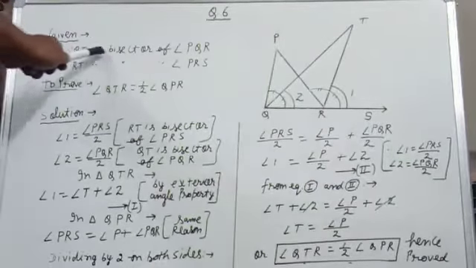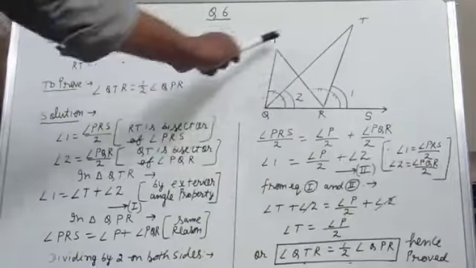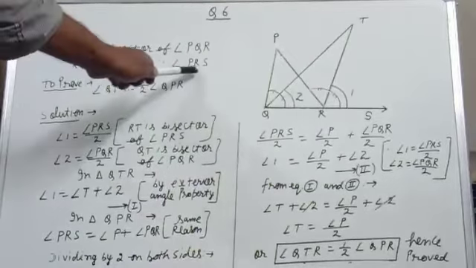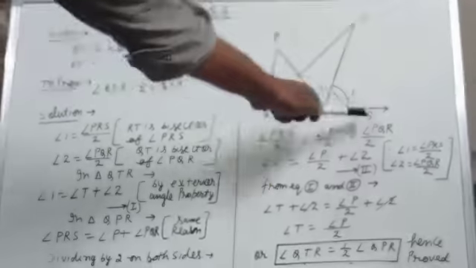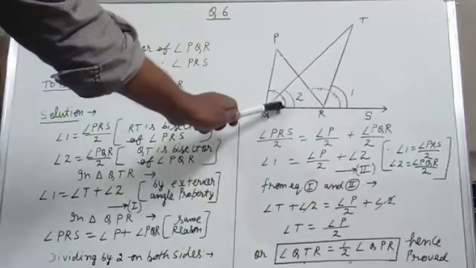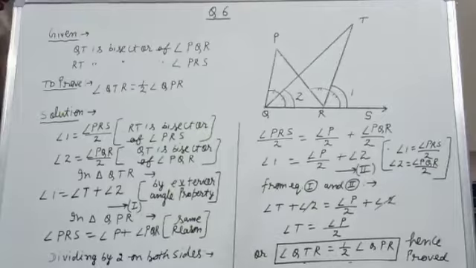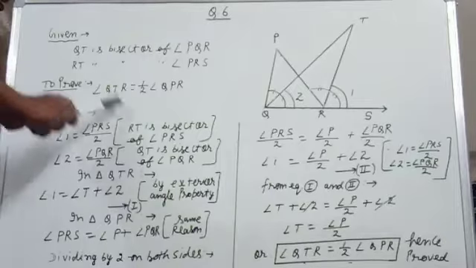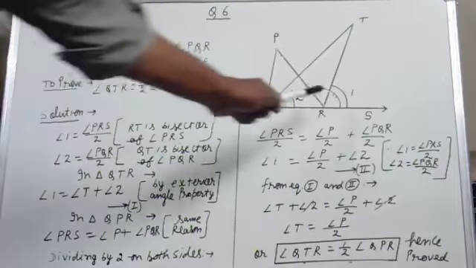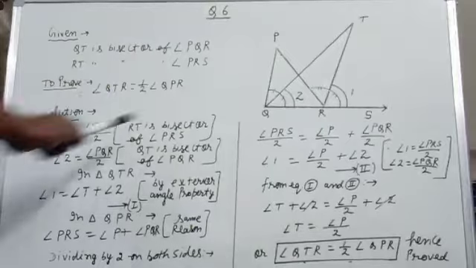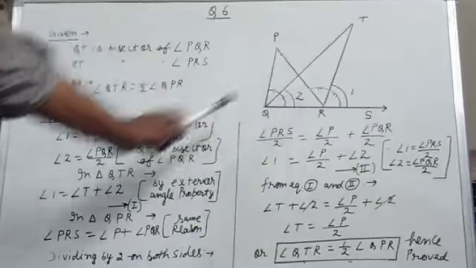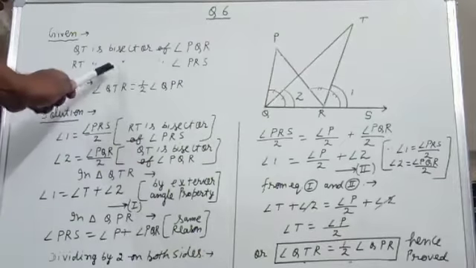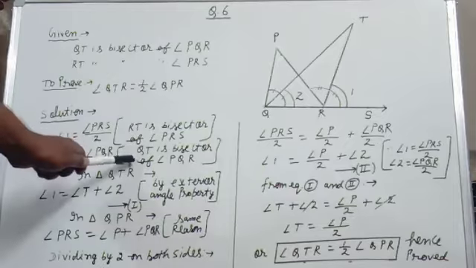What is given? QT is bisector of PQR, means these two angles are equal. And RT is bisector of PRS, means these two angles are equal. So we can say that angle 1 is half of angle PRS. Reason, because RT is the bisector of angle PRS. Then we can say this angle 2 is half of this angle PQR. Reason, because this QT is bisector of angle PQR. This reason we write down here, this reason we write down here.